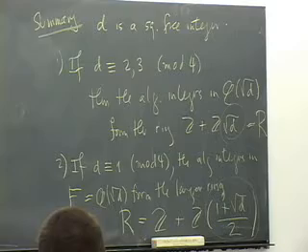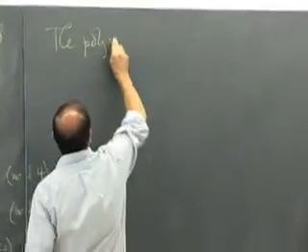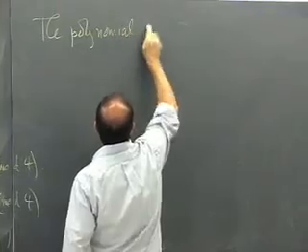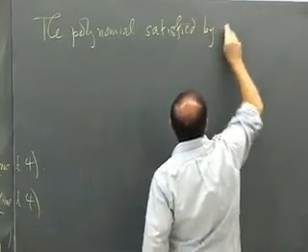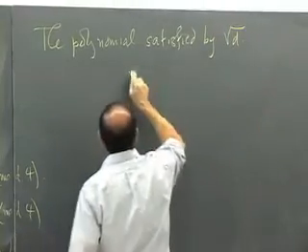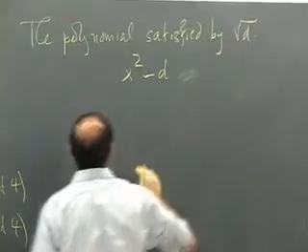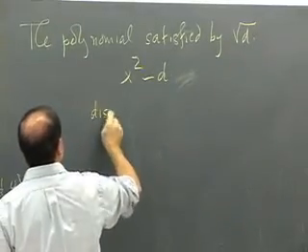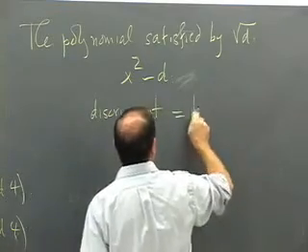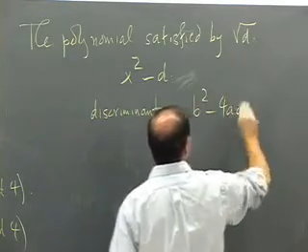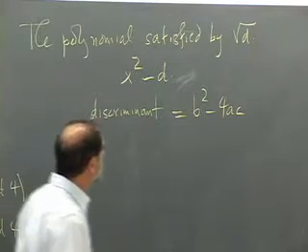Okay. Now, the polynomial satisfied by square root of d is this polynomial, x squared minus d. Its discriminant, for a general quadratic polynomial, the discriminant is b squared minus 4ac. Right? The discriminant here would just be 4d.